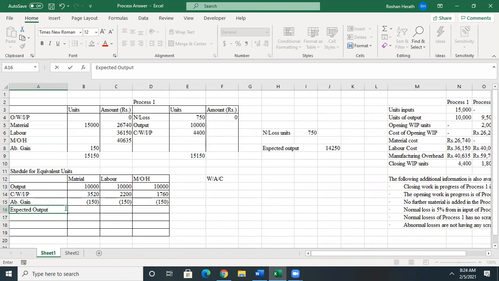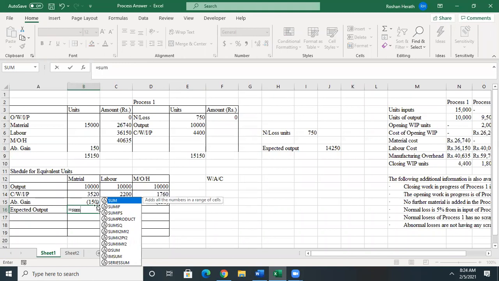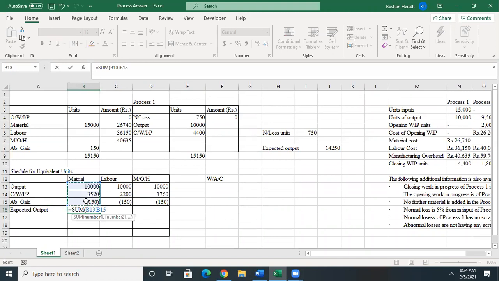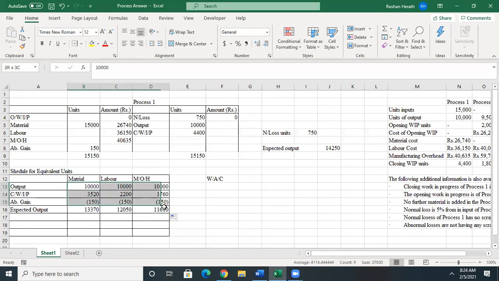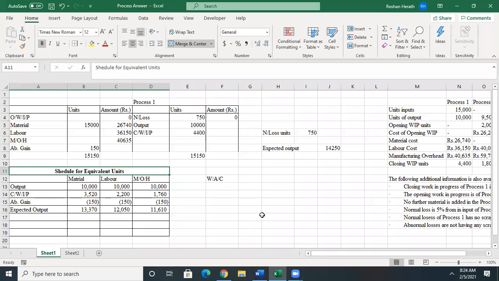This is going to be our starting point, whether you are working on weighted average or FIFO. You must come up with this particular schedule. So the schedule for equivalent units is pretty much required. The only condition that decides whether you need it or not is the instance where the output is not 100% completed. In such an instance, the equivalent unit would come into play.